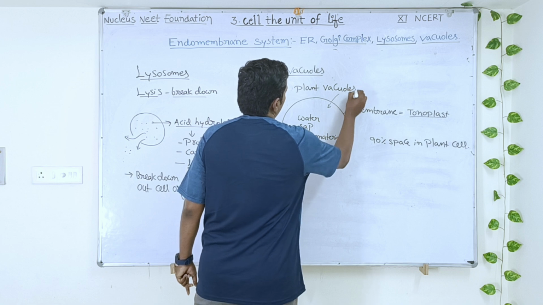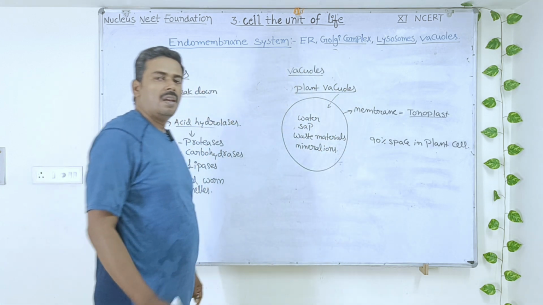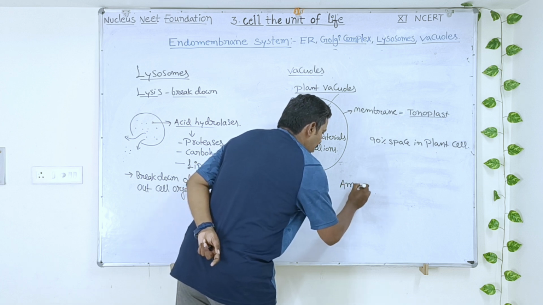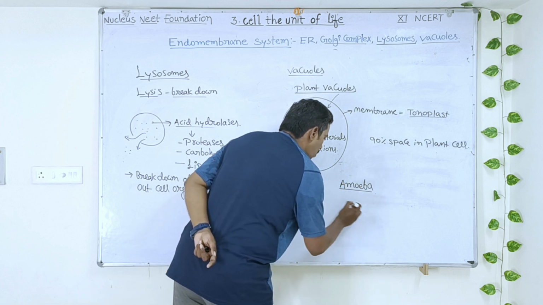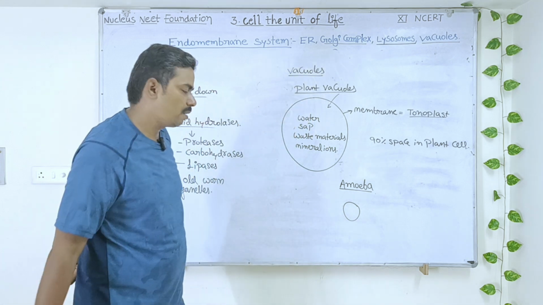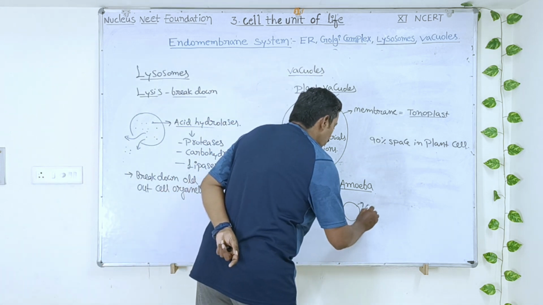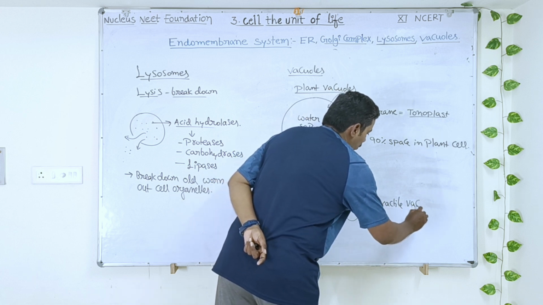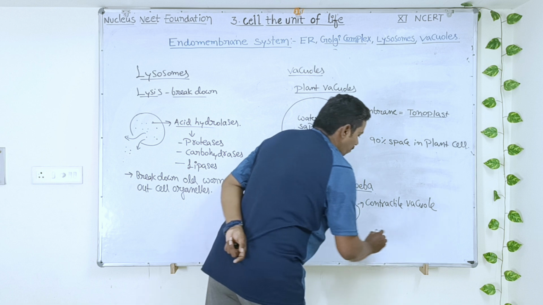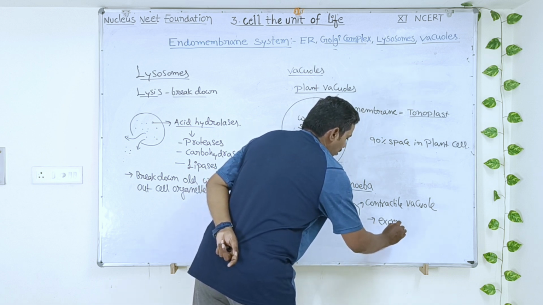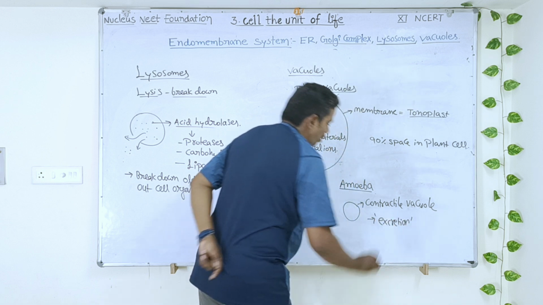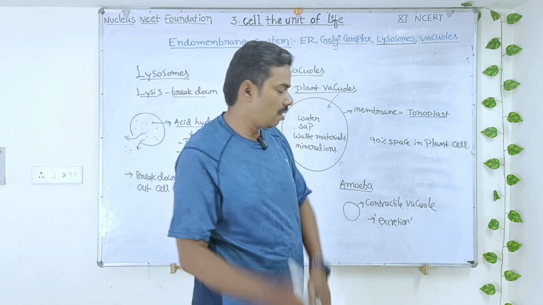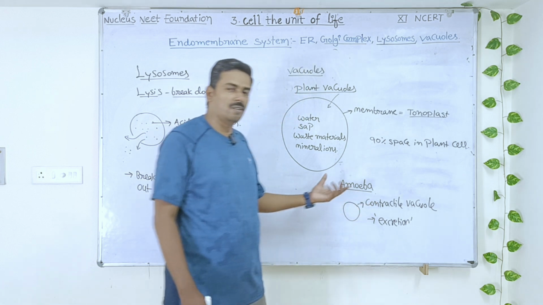Other vacuoles are also found in unicellular organisms. In kingdom Protista, if you observe amoeba, in amoeba there is a vacuole called contractile vacuole. What is that vacuole called? Contractile vacuole. So what is the function of this contractile vacuole? The contractile vacuole has a function of excretion. So all the unwanted water which is present inside the cell will be sent out. That is the function of contractile vacuole in amoeba.